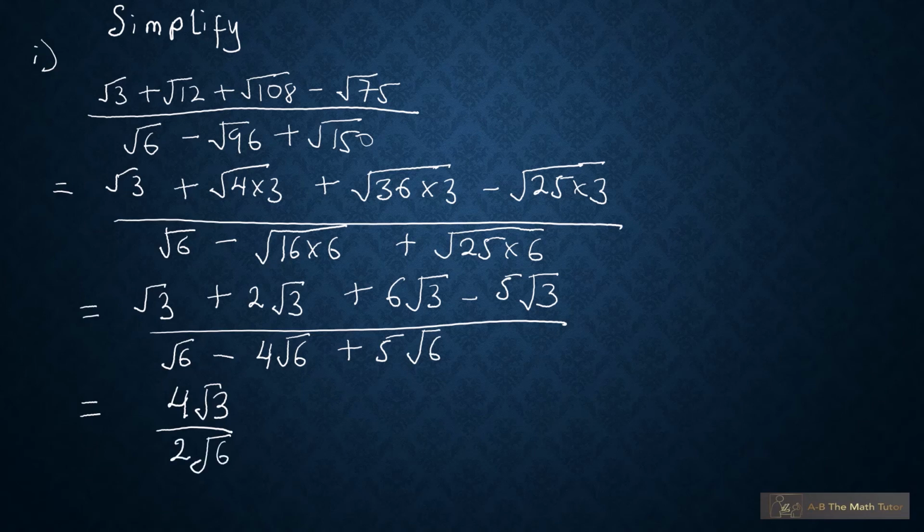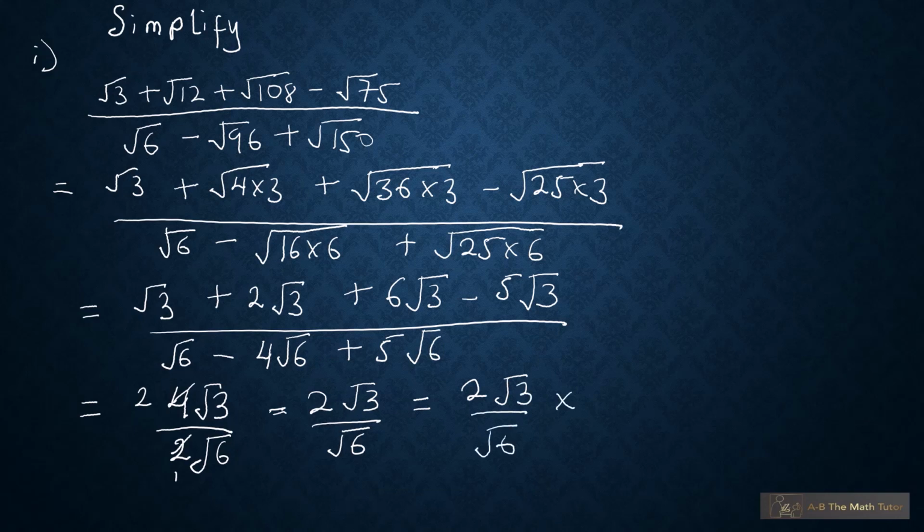We can further reduce this fraction because we have 4 on 2. So 2 will cancel itself once and go into 4 twice. So we'll have 2 root 3 over root 6. But we are not done. The reason why we are not done is because we have a set in the denominator. So when you equate this to the rationalization process, you simply treat this by multiplying it by root 6 over root 6.